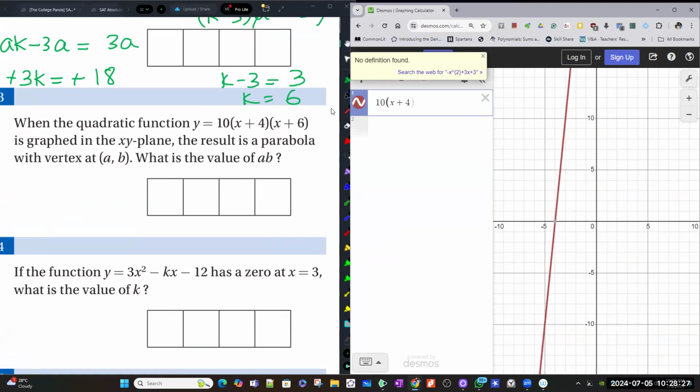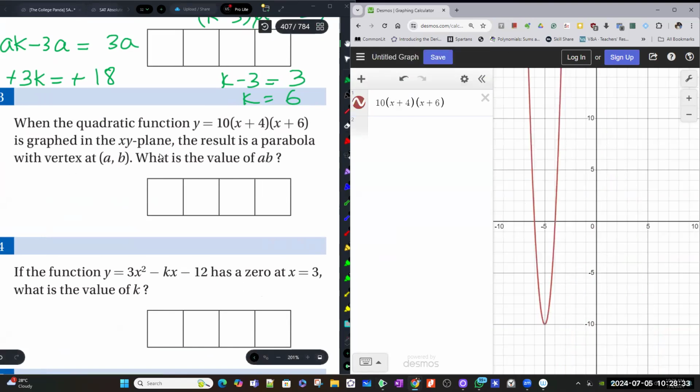Yes, Asif. So what will we do? We say x plus x. So this is what you have. Vertex is minus 5 comma minus 10. And all you'll do is you just multiply. Minus 5 times minus 10 is 50. Okay Shehbano, you don't need to do anything else. Do you understand what I'm saying?